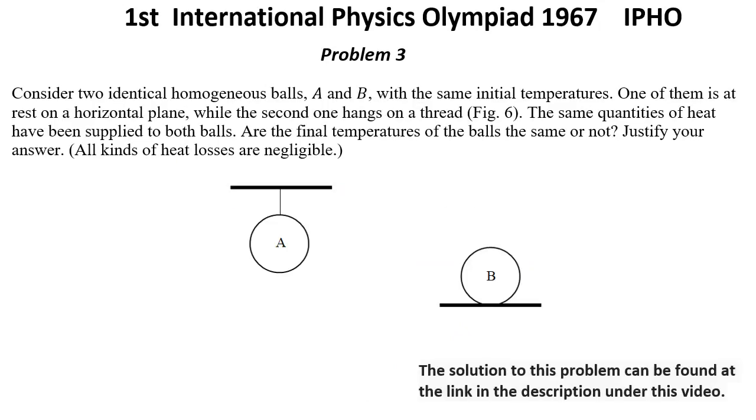First International Physics Olympiad, year 1967 IPHO. Problem number 3. Consider two identical homogeneous balls A and B with the same initial temperatures. One of them is at rest on a horizontal plane, while the second one hangs on a thread. The same quantities of heat have been supplied to both balls. Are the final temperatures of the balls the same or not? Justify your answer. All kinds of heat losses are negligible.